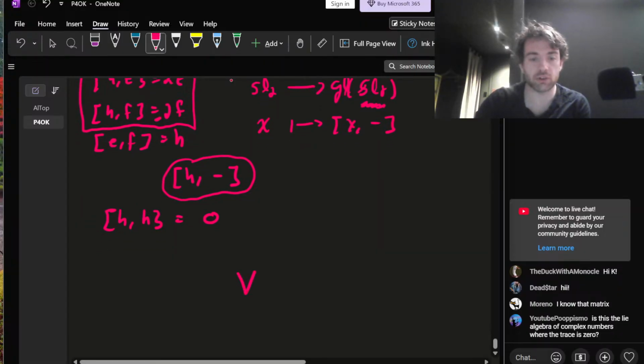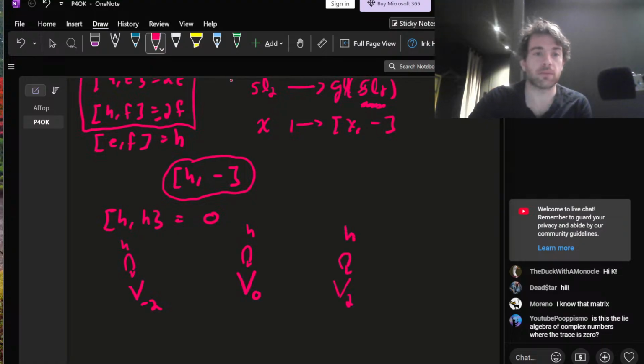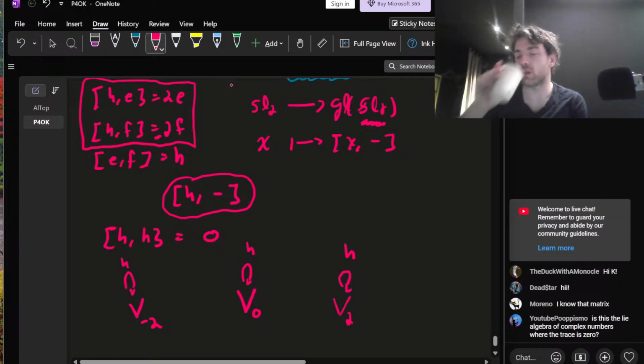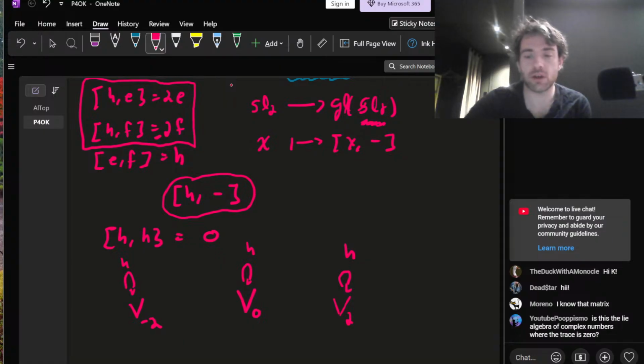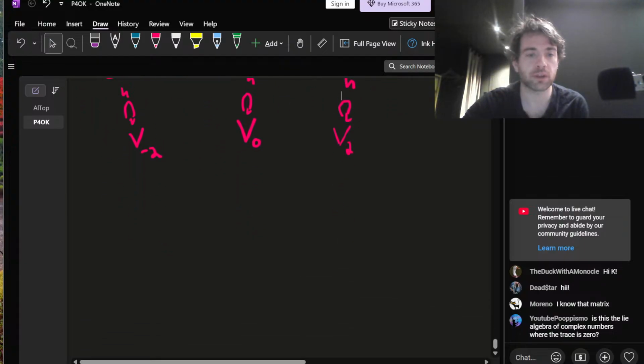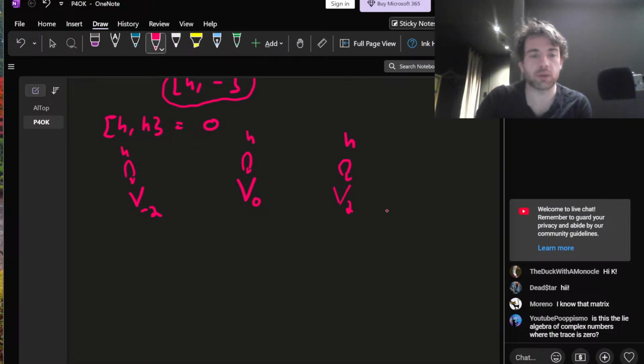So we can draw another picture, similarly, of V0, V2, and V minus 2, where, of course, H acts essentially by definition on each of these spaces. And we can work out how E and F act. I mean, we might already expect, maybe from last time, that there's a pattern here, maybe E does this. So we could just literally do these computations and work it out, right?